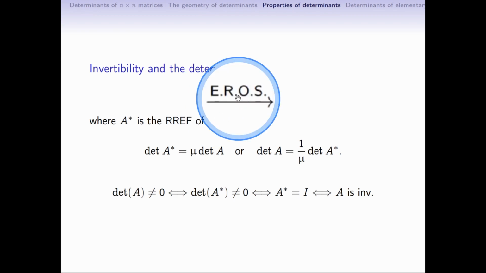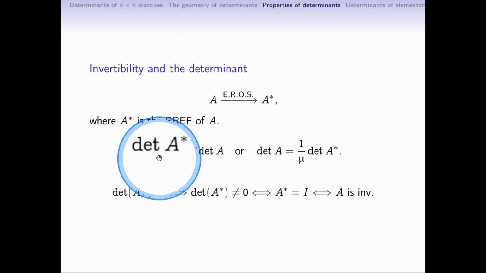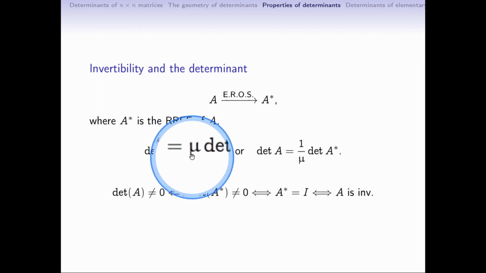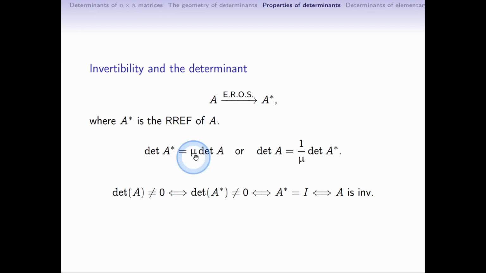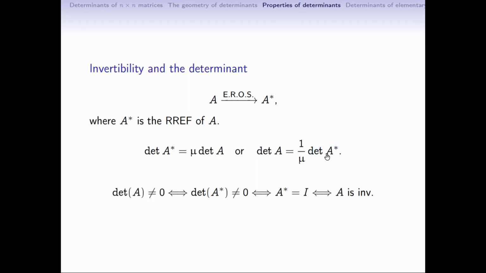In particular, we want to keep track of the type 1 and type 2 operations that have occurred along the way. Now what this tells us is that there's going to be a non-zero multiplier, let's call it mu, that allows us to conclude that the determinant of A star is simply that multiplier times the determinant of A. And again, this multiplier is just encoding the type 1 and type 2 operations that have been used along the way. Now, that also allows us to write the determinant of A in terms of the determinant of A star. So the determinant of A is 1 over mu times the determinant of A star.